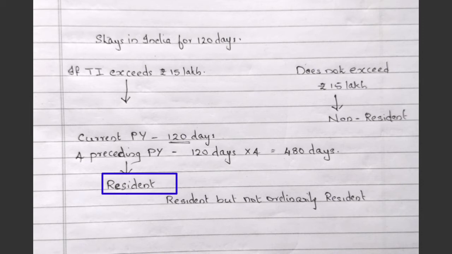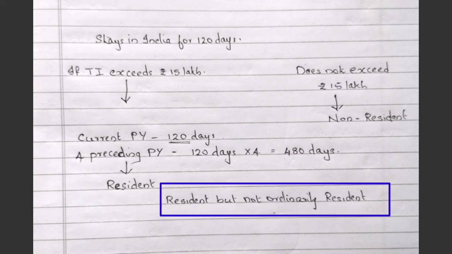Now we have to look at whether he is a resident and ordinary resident, or resident but not ordinary resident. So here the condition to become a resident but not ordinary resident is that the Indian citizen whose total income exceeds rupees 15 lakh, excluding the income from foreign source, stays in India for 120 days or more but less than 182 days. In such a case, such Indian citizens become a resident but not ordinary resident. So in this case, he stays in India for only 120 days, which is less than 182 days. So he is a resident but not ordinary resident.